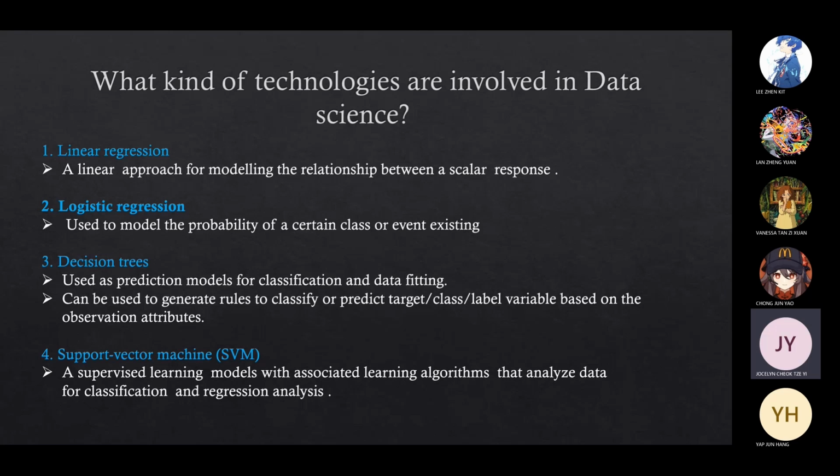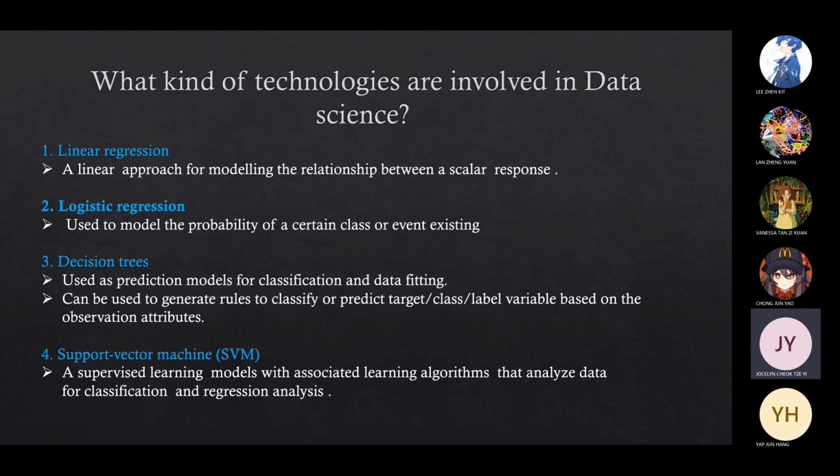First is linear regressions. Linear regression is a linear approach for modeling the relationship between a scalar response and one or more explanatory variables that are also known as dependent and independent variables. Secondly is logistic regressions. Logistic model is used to model the probability of a certain class or event existing, such as win and lose, pass and fail, or healthy and sick.